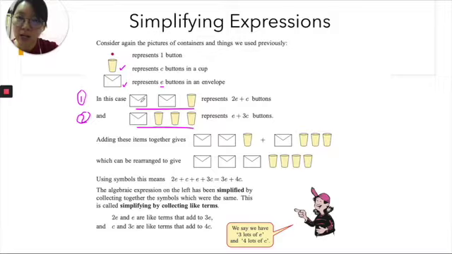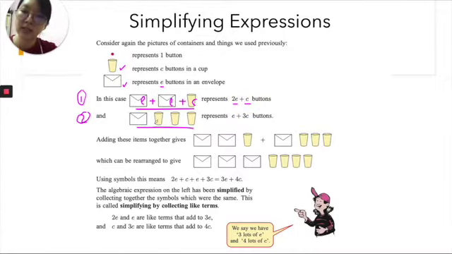First, in the first case, I have two envelopes. In one envelope, I know that I have E number of buttons. In one cup, I also have C number of buttons. So altogether, I add them up. So E and E, they are like terms. It becomes 2E plus C buttons.